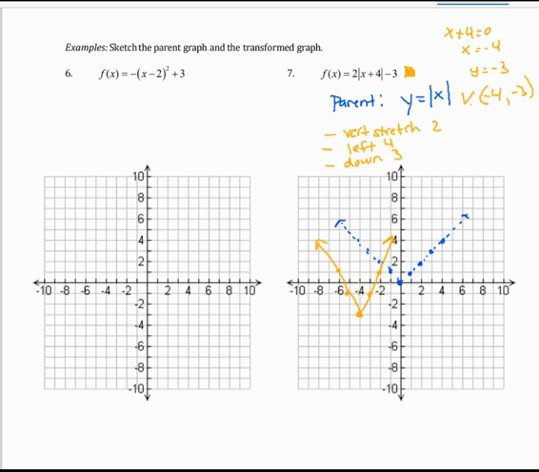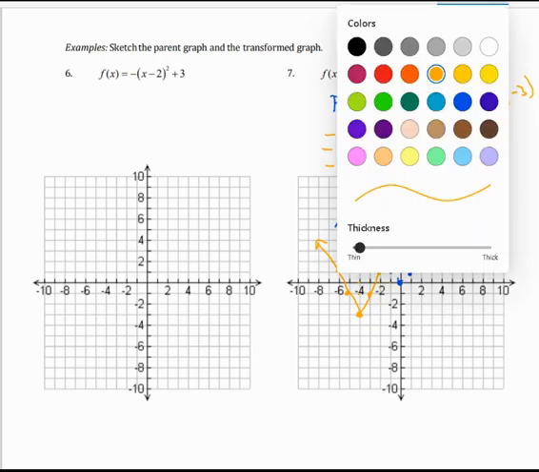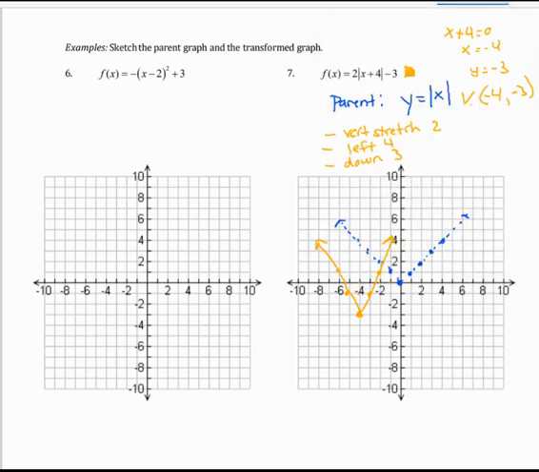Okay, you try number 6. Recall here that the parent function is going to be a quadratic. And what you need to determine is what the transformations are and take those transformations and change that parent function. Good luck.